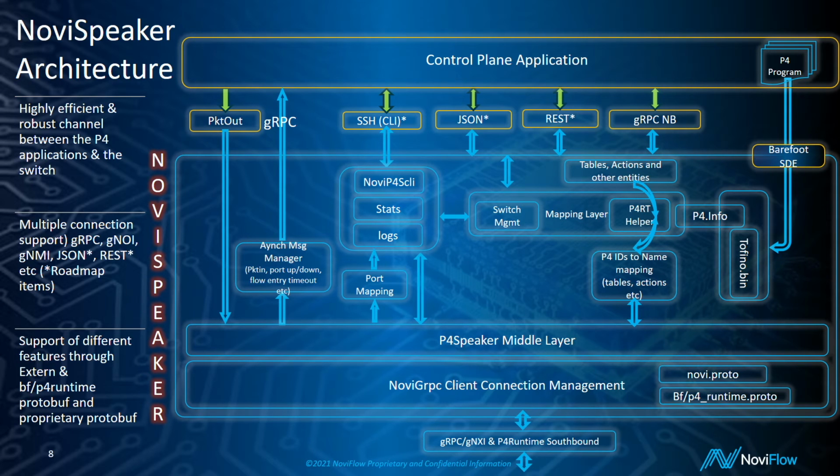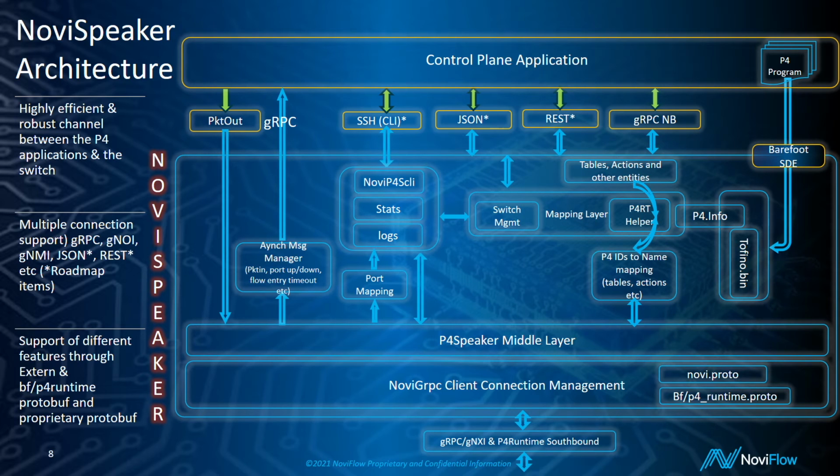Now, on top of the NoviSpeaker, the user will write this control plane application that will interact with the switch at runtime. And imagine that the application user needs to keep track of these Tofino entities in the application instead of the corresponding human readable names of those entities. Then it will be really very confusing and time consuming also for application developers or system admins who are debugging the pipeline and applications at runtime.